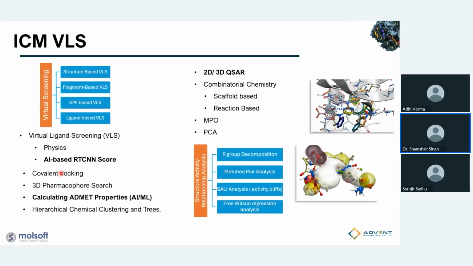Coming to VLS. The only difference between Pro and VLS is that in Pro, you can dock at most fewer than 100 compounds, but in VLS, you can dock millions of compounds. You can carry out structure-based VLS, fragment-based, APF-based VLS, as well as ligand-based VLS. And again, you get a physics-based scoring function and also an AI-based scoring function, which we call RTCNN.